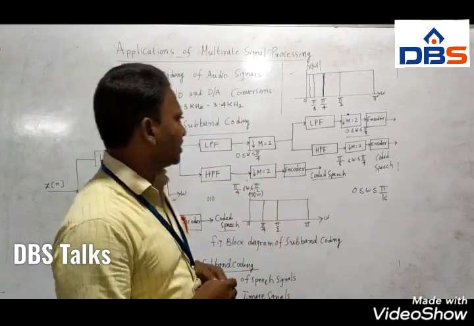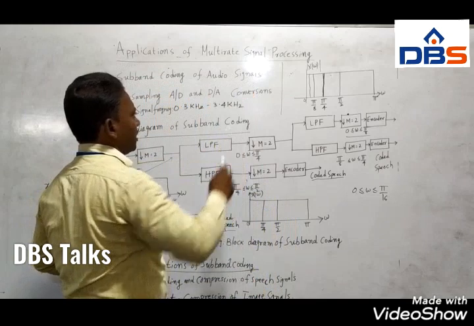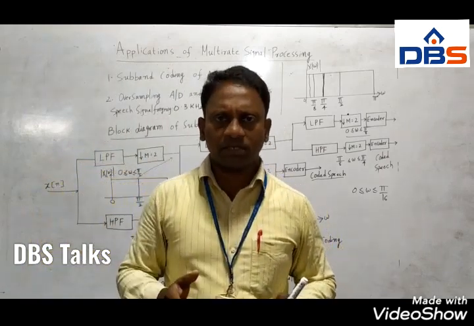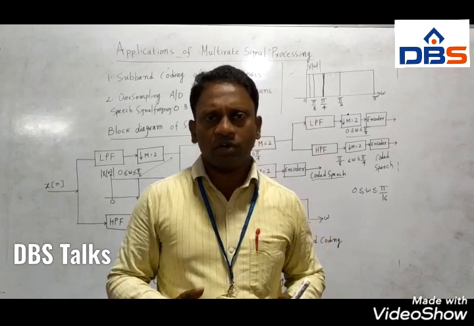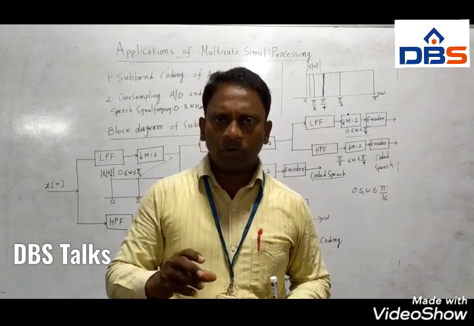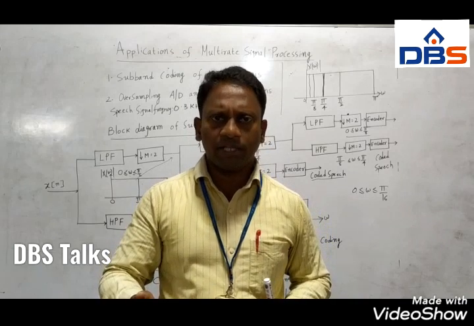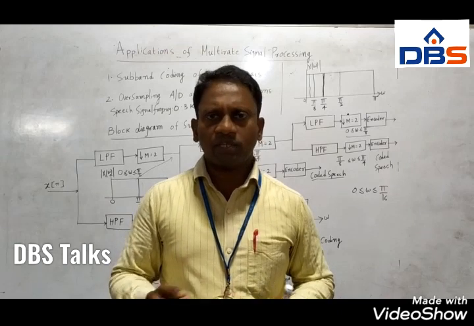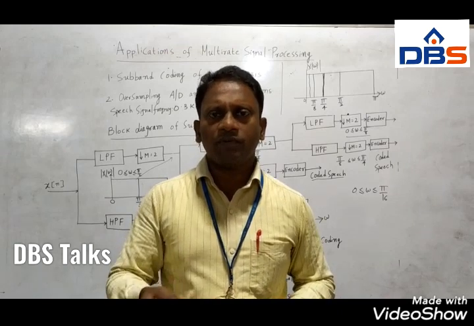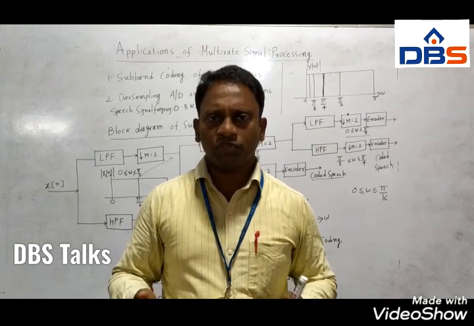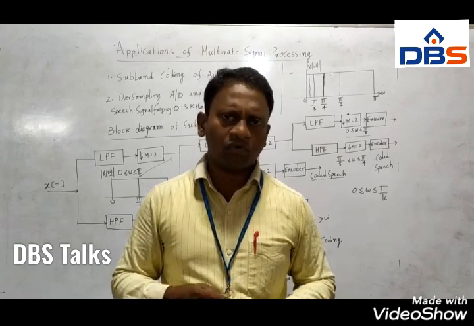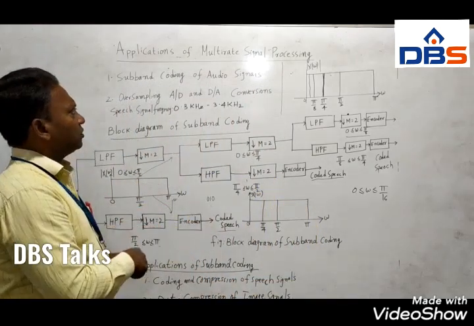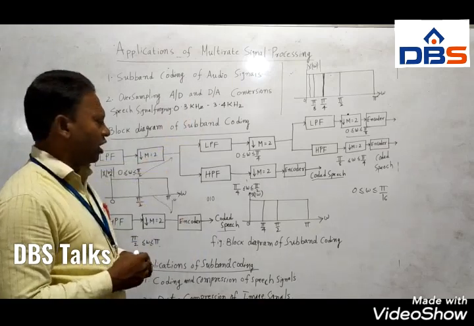Because we are considering only audio signals or speech signals, and a speech signal is mostly concentrated at low frequencies, in the range of 0.3 kHz to 3.4 kHz, if you want to code it efficiently, the low frequency sequence is coded with a higher number of bits and the high frequency signal is coded with fewer bits, so that you can improve the quality of the speech signal. In this way we can perform subband coding of audio signals.